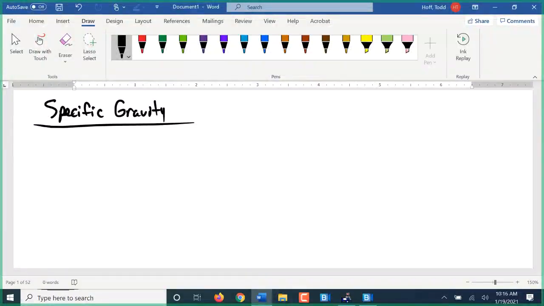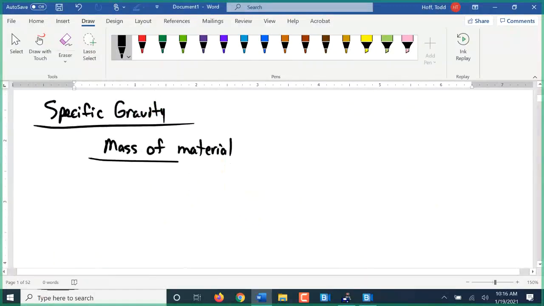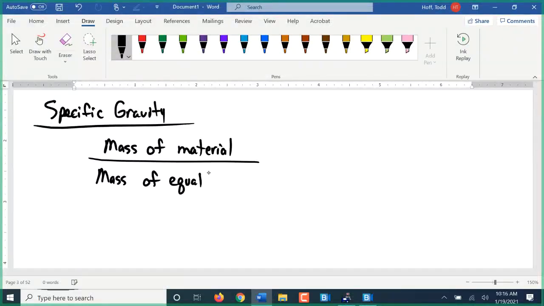And what it is, it's really the mass of the material compared to the mass of an equal volume of water. What really describes, like I said, is the density of the material.